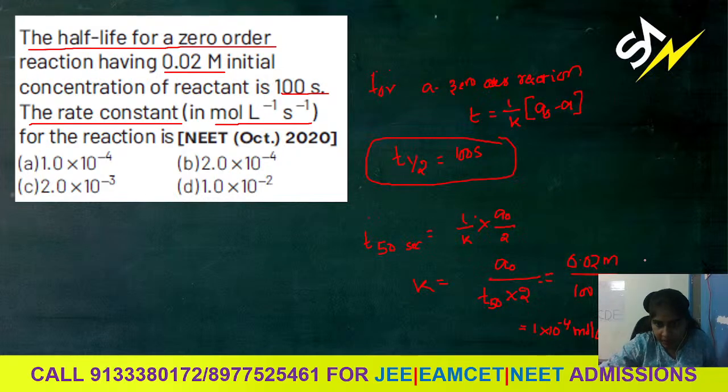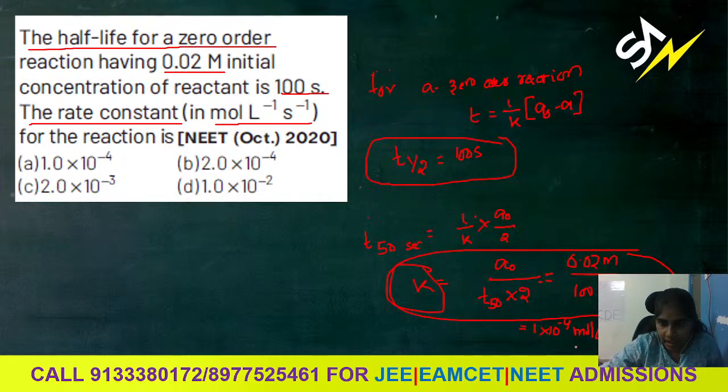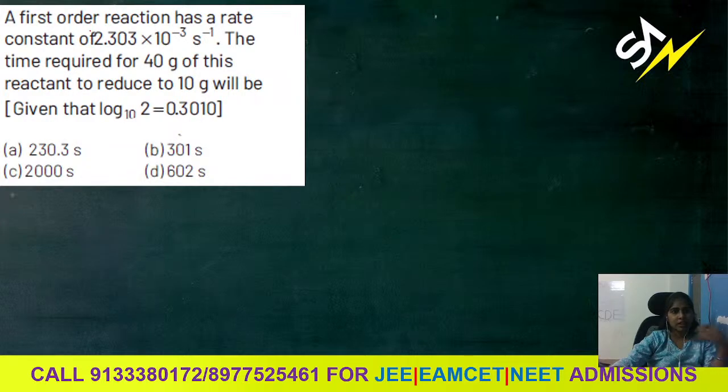So if we simplify this equation, we can calculate the rate constant K as 1 into 10 to the power of minus 4 mole liter inverse second inverse. So the option will be A. Remember the equations for the rate constants of zero order, and remember how T half is applicable to it. In that way we can calculate the half-life and the rate constant of this question. Next question. A first order reaction has a rate constant.